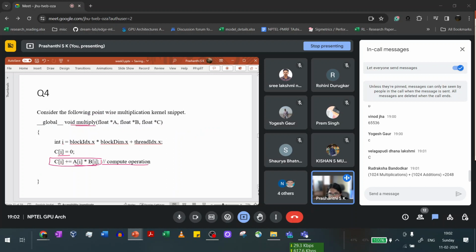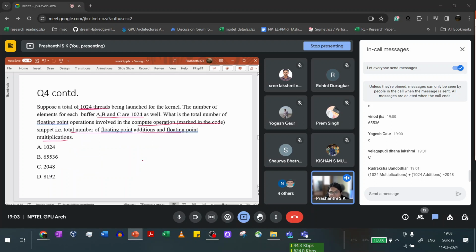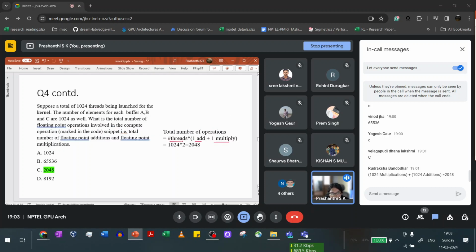This code, basically imagine it as something that's being executed by one thread, which is what it is, right? So each thread is going to do this multiplication that you see here and this addition. So every thread is going to do two operations in total, one multiplication, one addition. How many threads do you have? 1024, which coincidentally is also the number of elements. That gives you the answer. You have 1024 threads, each doing two floating point operations, which gives you 2048 operations. And that's the answer, C.